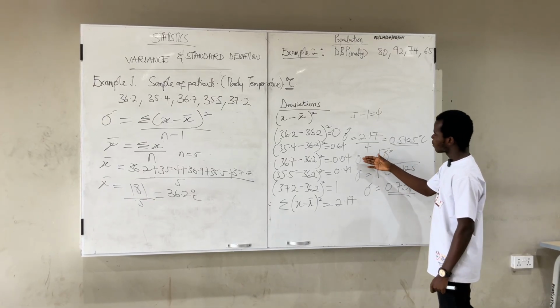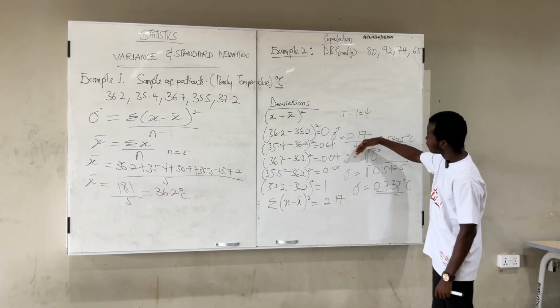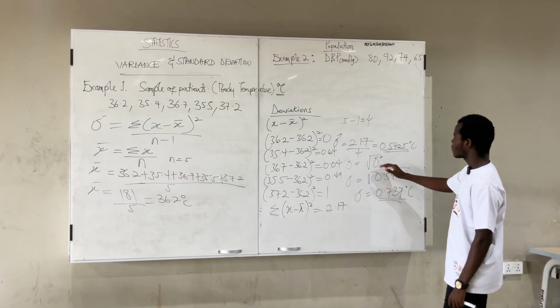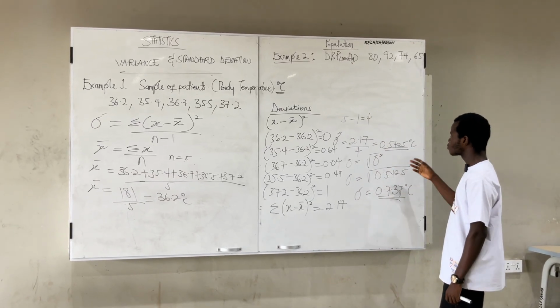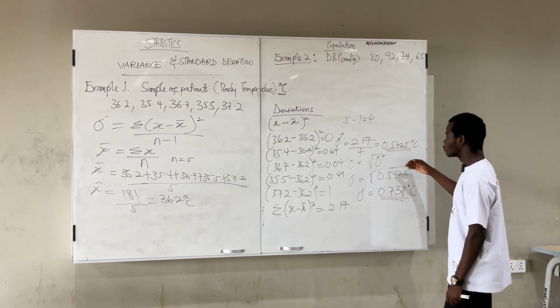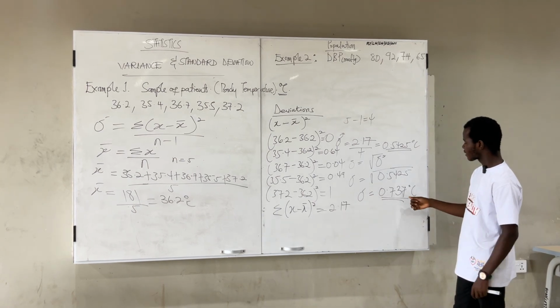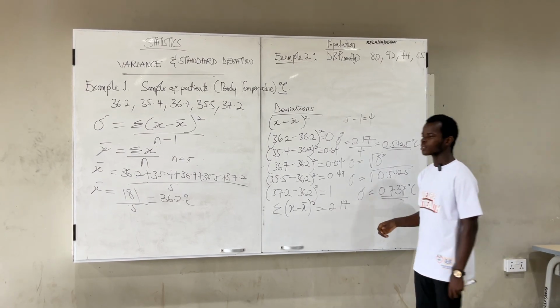After that, you come to calculate your standard deviation. The formula for standard deviation is the square root of the variance, and we have our variance to be 0.5425. So the square root of 0.5425 will give you the standard deviation, for which we had 0.737 degrees Celsius.